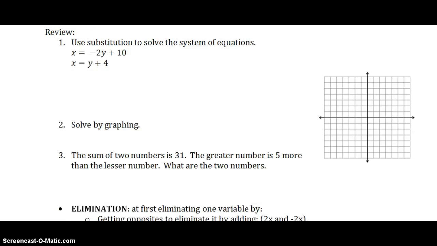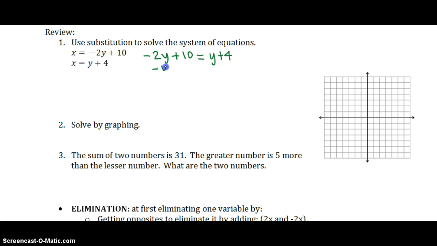So the very first problem asks us to solve this system of equations by using substitution, and they're both already equal to x. So that means they're already equal to each other. The negative 2y plus 10 is already equal to y plus 4 because they're both equal to the same number. So now I'm ready to solve for y.